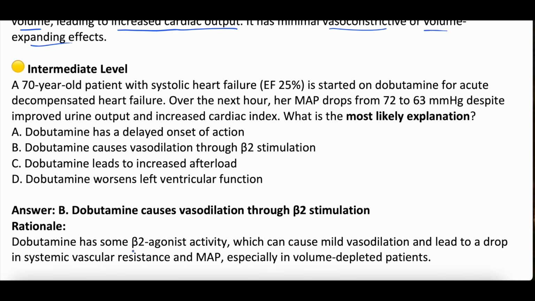So dobutamine has some beta-2 agonist activity. Beta-2 affects the peripheral blood vessels and causes mild vasodilation, which can lead to a drop in systemic vascular resistance and MAP, especially in volume-depleted patients. Milrinone is even more robust in causing vasodilation, but dobutamine does too, right? So the correct answer is B, dobutamine causes vasodilation through beta-2 stimulation.